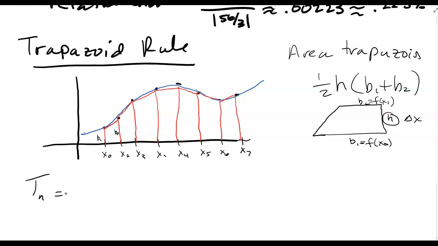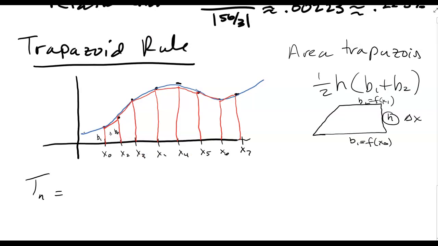And we could have n number right now. Well, my first trapezoid, this is trapezoid 1, right here. Trapezoid 1 is 1/2 delta x times f of x sub 0 plus f of x sub 1.